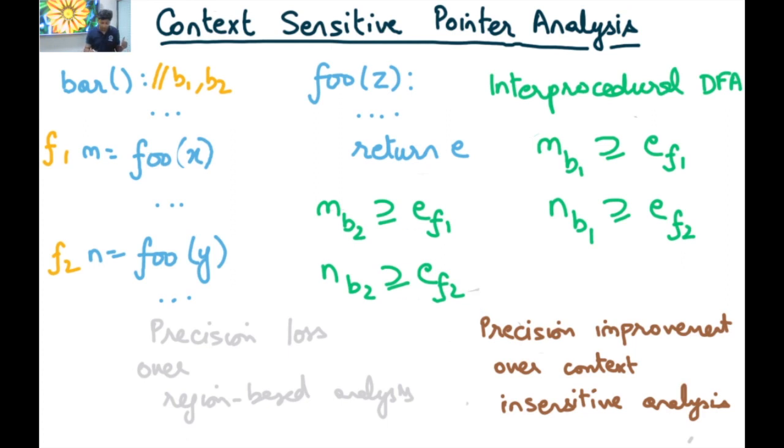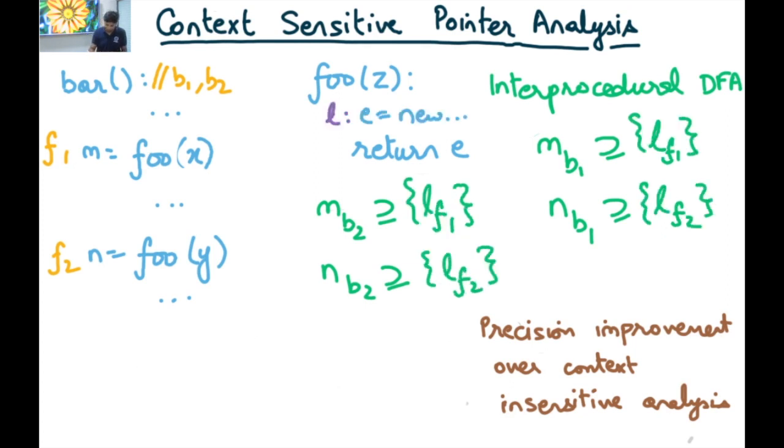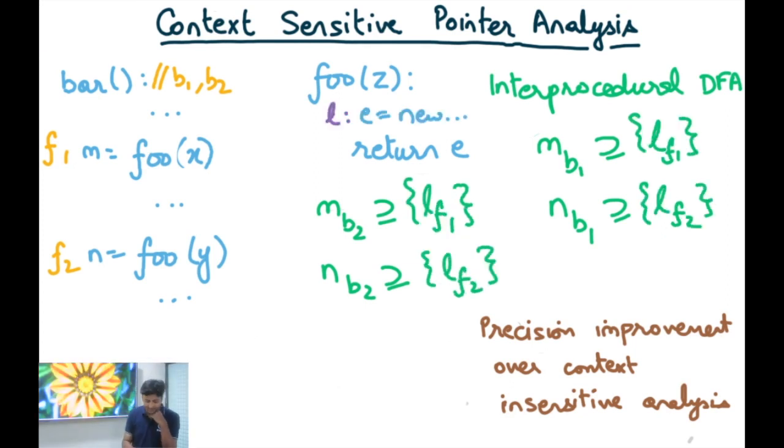But now I have 4 different quantities and 4 different constraints which are tracking this more precisely. Okay. Now let's take an example. So let's say one of the statements in the body of foo was L: E equals new. So this is an allocation statement, and then you return E.